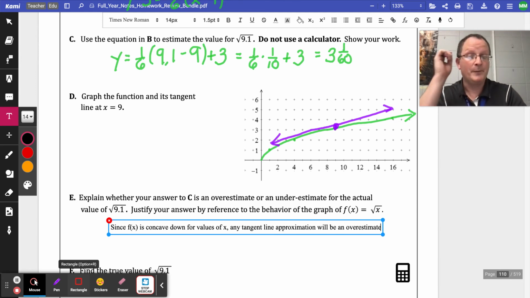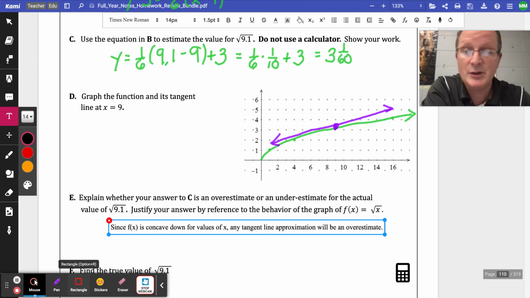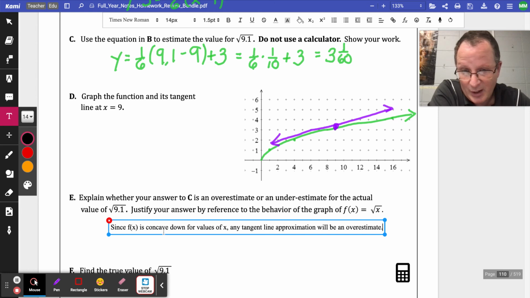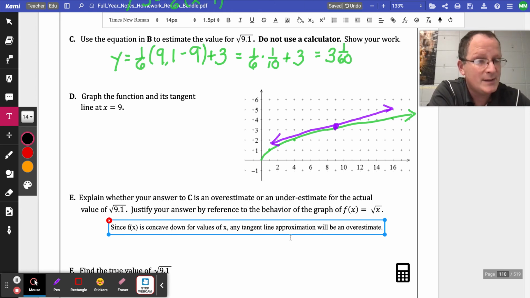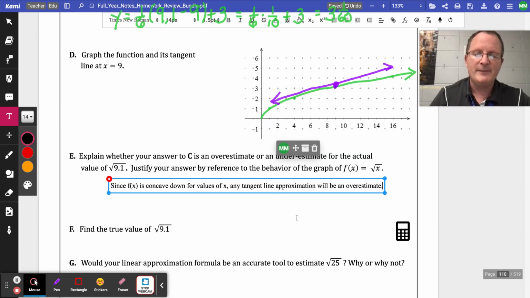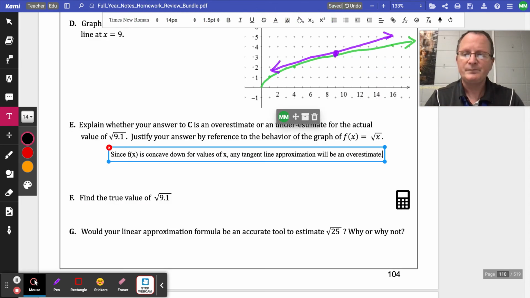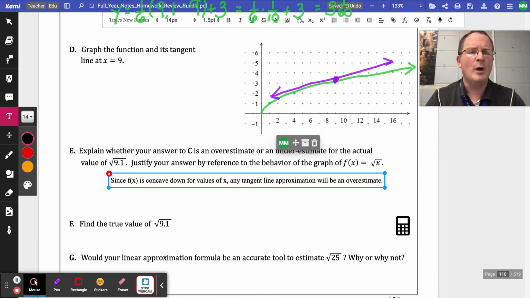All right, that's perfect. A perfect explanation, because as soon as you start talking about the concavity and then the tangent line and all of that stuff, you're talking calculus, and I think that would work very nicely for why it is. And then it says find the actual value of the square root of 9.1, just to see. But I'm going to do a little bit more than that.